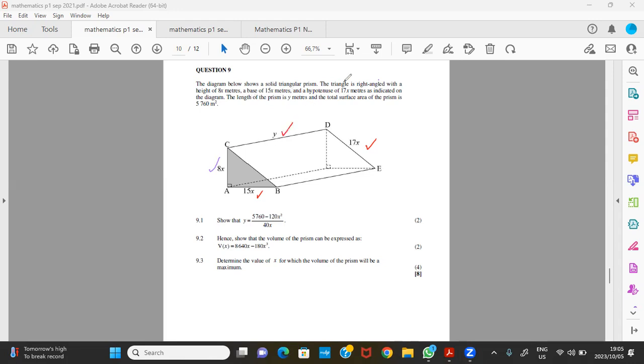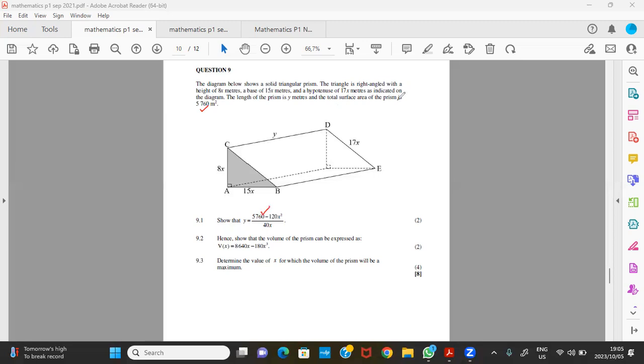Here's my length of the prism. And the total surface area of the prism is 5,760 square meters. Now 9.1, they say show that y is equal to (5,760 minus 120x squared) over 40x. So first of all, you see this 5,760. So this is my total surface area, the 5,760.